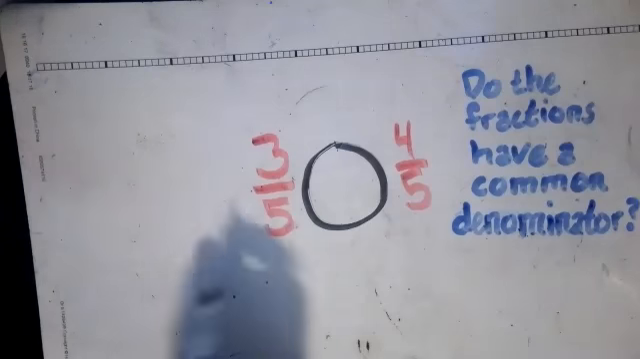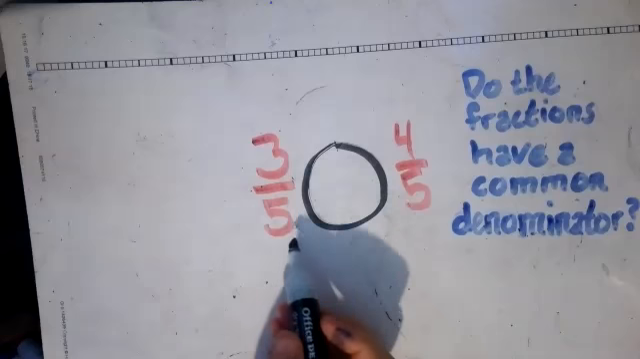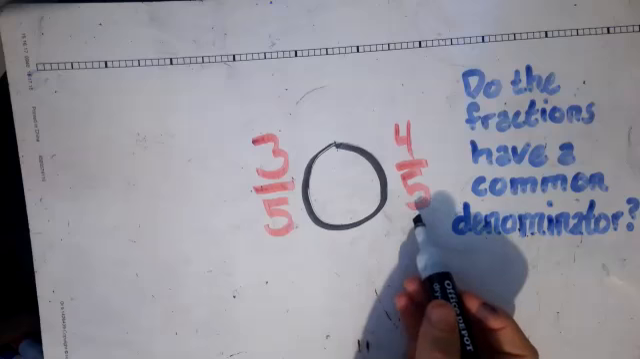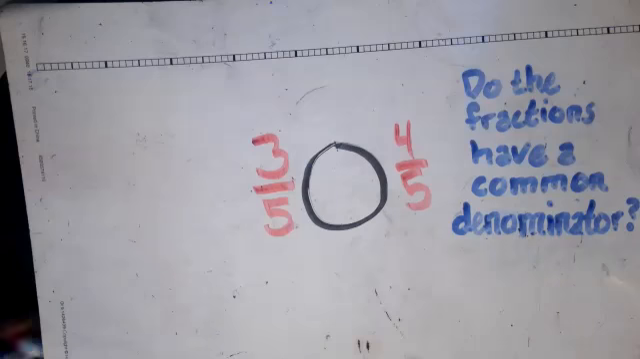So for 3/5, our denominator is 5. And for 4/5, our denominator is 5. Both of our fractions have been broken into 5 equal pieces. They have a common denominator.